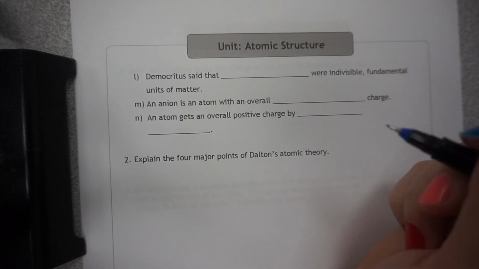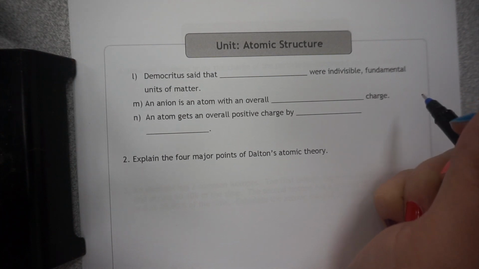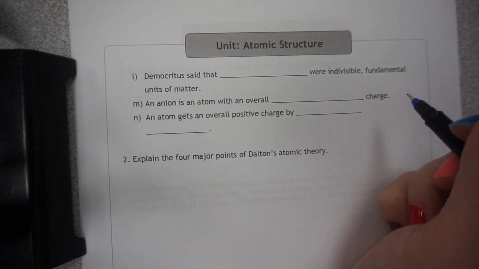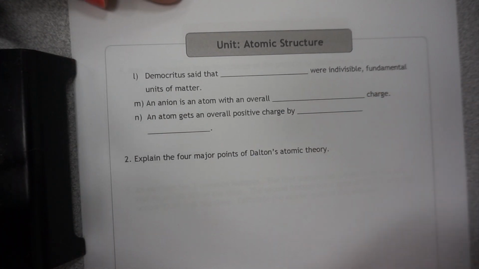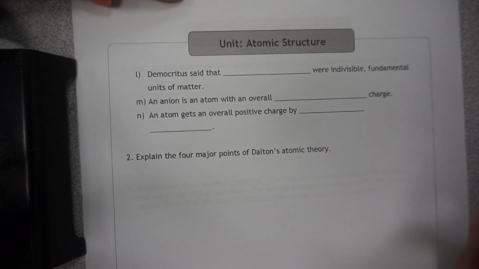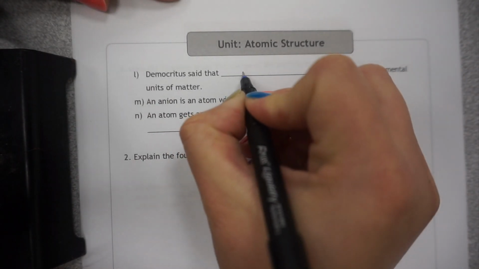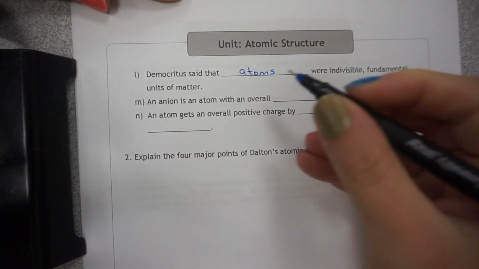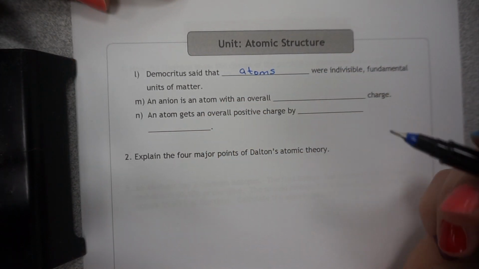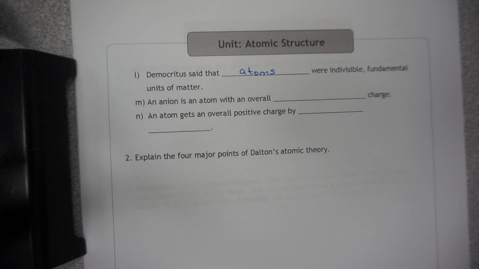Okay, so the next question says that Democritus said that blank were indivisible, fundamental units of matter. So remember, this is the first guy I told you about. This is where we first had the idea of an atom, okay? So this guy is associated with that first idea of an atom. And remember, we talked in class as to why he didn't have experimental proof that these things existed, and it was a very long time ago.